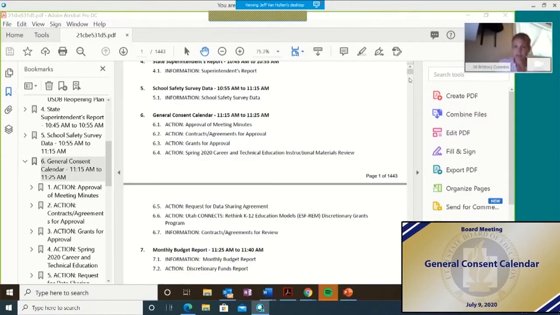Okay, thank you. Is there a motion? This is a grant for approval. So if there's a motion to approve. So moved. Thank you. Is there a second? I'll second that motion. Okay, the motion before us is to approve item 3, grants for approval on the consent calendar. Is there any discussion to that motion? Okay, seeing none, please vote.